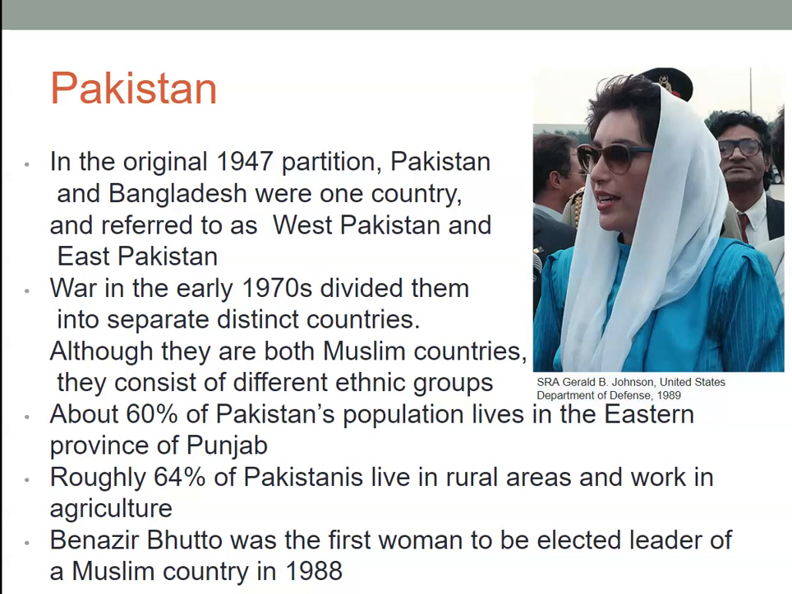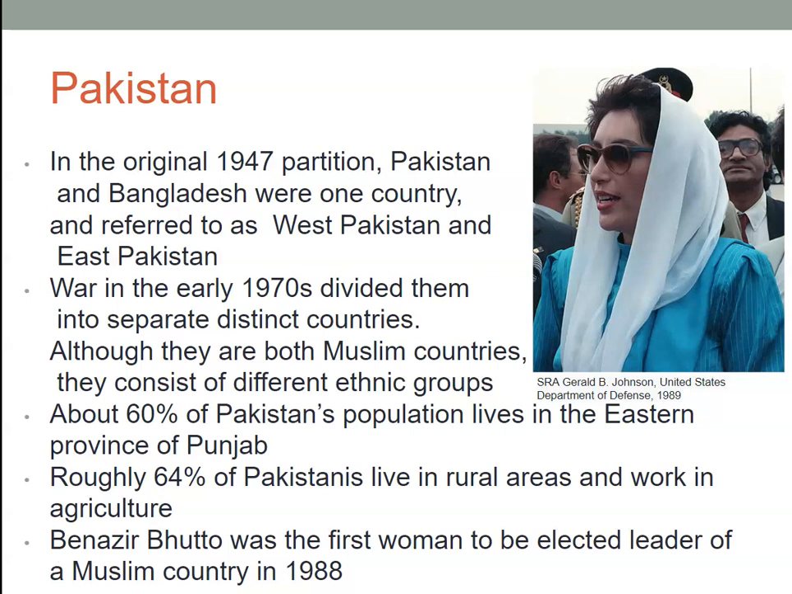So there was a civil war in the early 1970s, so 71, 72, and they were then divided into separate, distinct countries. So West Pakistan is now just called Pakistan, and East Pakistan is called Bangladesh. So they are now separate countries. They're both Muslim countries, but they are very different ethnic groups. Again, one of the big problems we see with imposed boundaries is we're lumping people together by assumptions and stereotypes and not actually asking their consent.